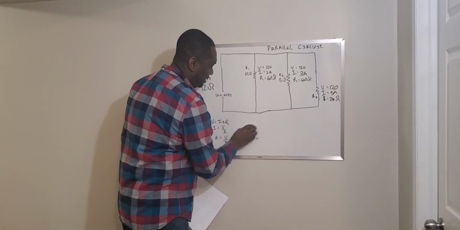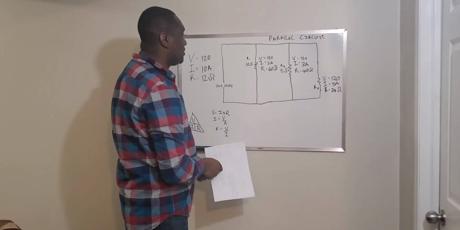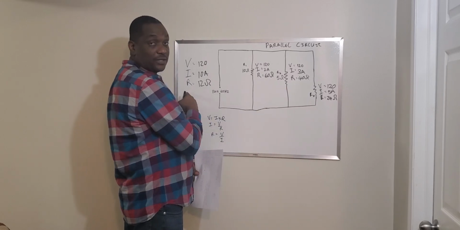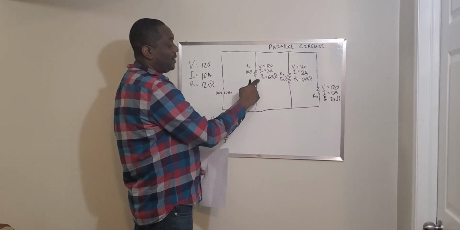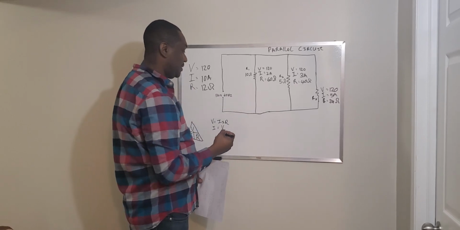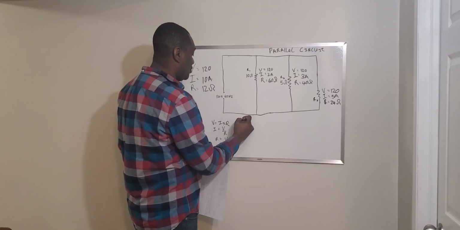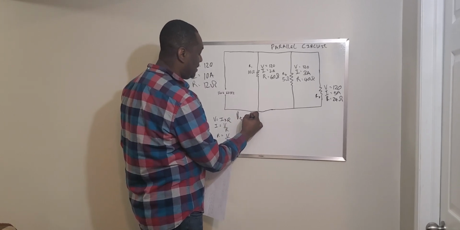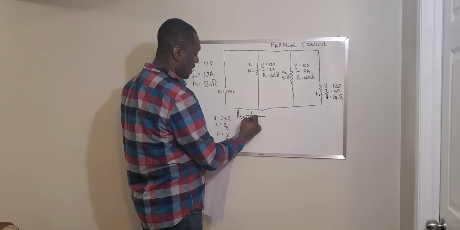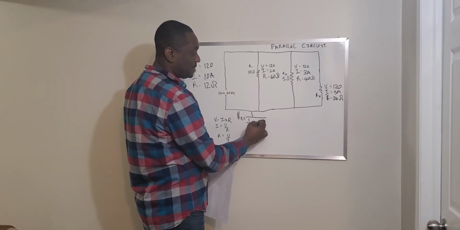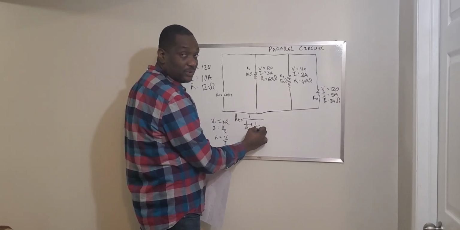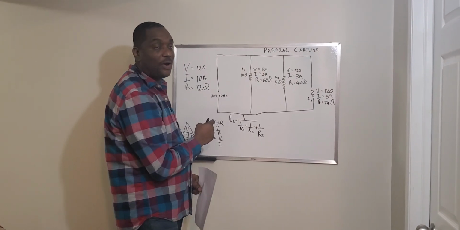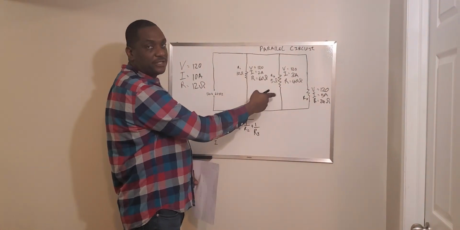Let me take this off here. How do I work out my total resistance in the circuit, which is 12? I know it already, but how do I use the 3 branch values to work it out? What is the formula in parallel? Resistance total in parallel is 1 over R1 plus 1 over R2 plus 1 over R3. This is how you work out the total resistance for each branch in parallel.